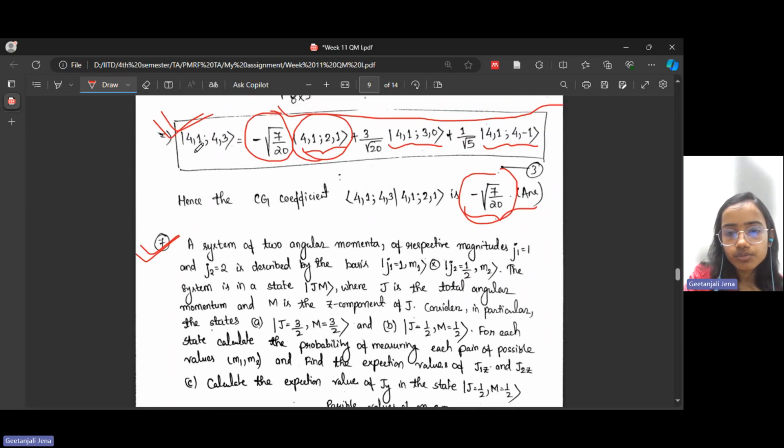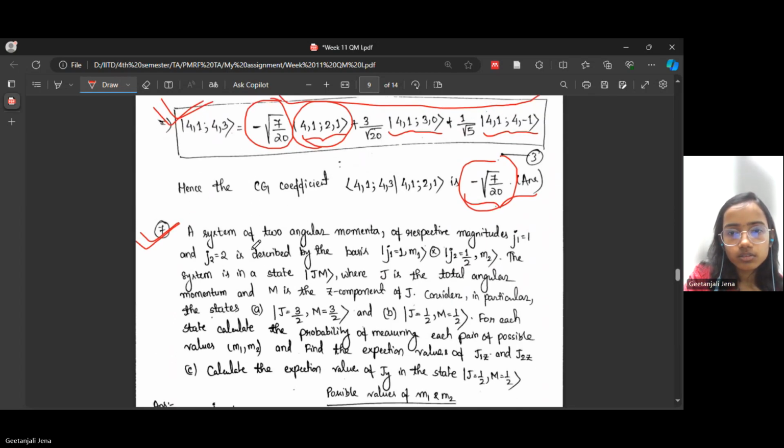So let me read out the question for you. A system of two angular momenta of respective magnitude J1 equal to 1 and J2 equal to 1/2 is described by the uncoupled eigenstate |J1 = 1, M1> cross |J2 = 1/2, M2>.